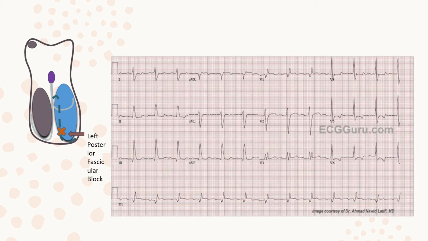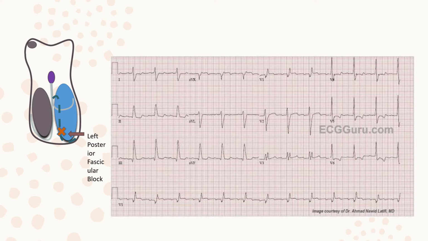What were our leads that we looked at? We looked at V1 and V6. Right off, I can see that V1 is primarily positive, so I'm thinking upright. And then V6 is kind of the way it's supposed to look. And then lead 1 looks a little weird, but this is weird because of this posterior fascicular block. So this is number 1.